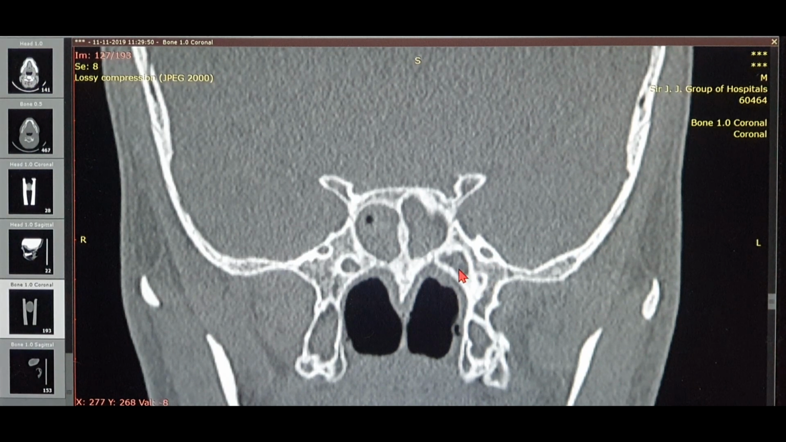This is the Vidian canal, the huge one. This is the Vidian canal, which contains the Vidian nerve. So this is how you can give the answer to the examiner.